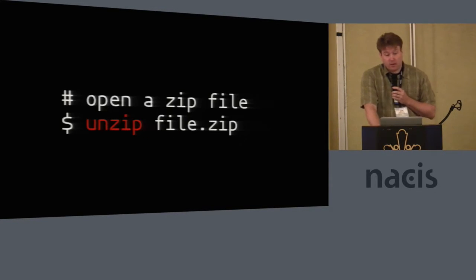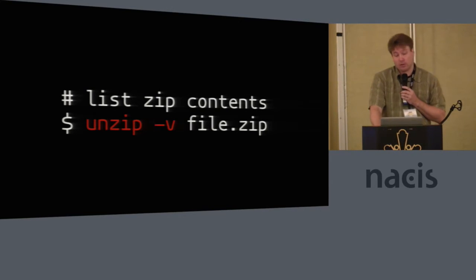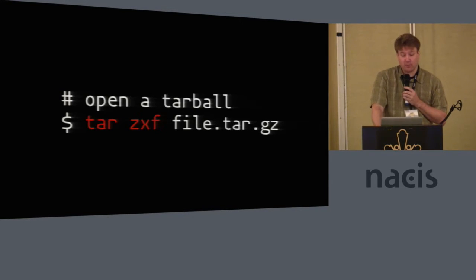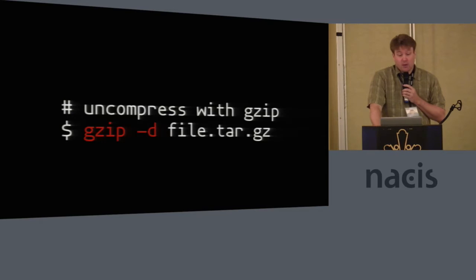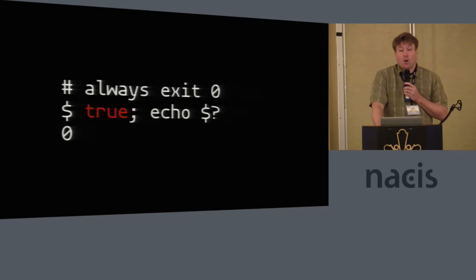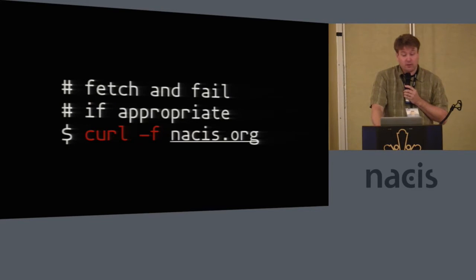We can compress things, unzip. We can list what's in a zip file. We can create zip files. We can open tarballs, list tarballs, create tarballs, compress more things, uncompress things. We can always return true. This is convenient. We can always return false, also useful.